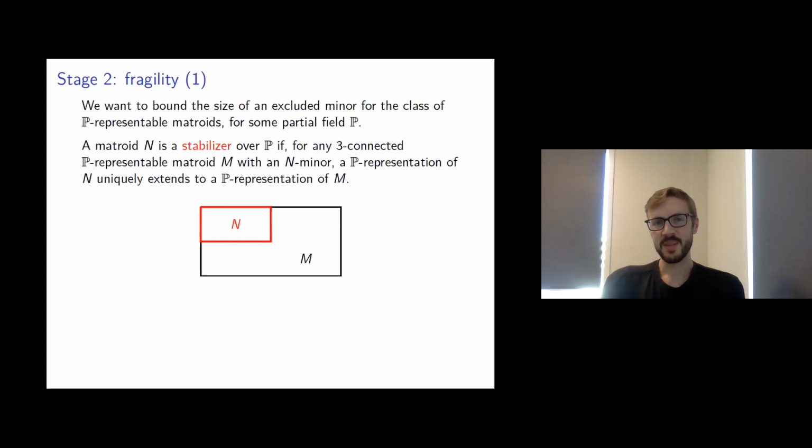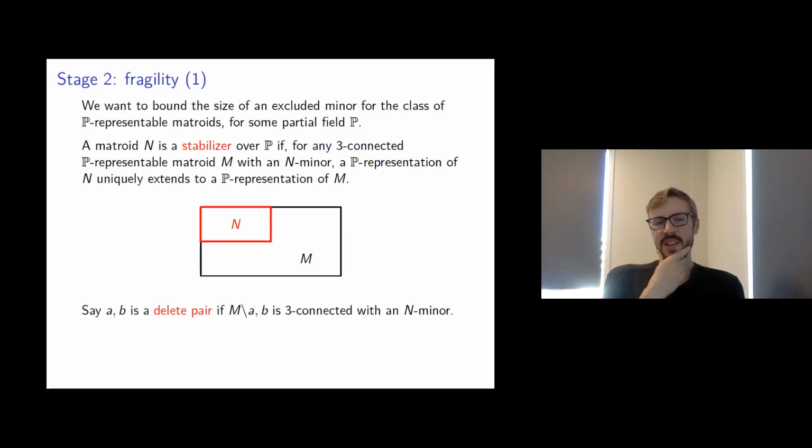So to deal with these, we use this notion of a stabilizer. What I'm calling a stabilizer here is sometimes referred to as a strong stabilizer. I'm just going to say stabilizer. So what's a stabilizer? It says that once you fix a representation for your stabilizer N, then it uniquely extends. So for any matroid M that's 3-connected and has N as a minor, there's a unique way to extend from a representation of N to a representation of M. Okay, so that's just for a 3-connected matroid M that has N as a minor.